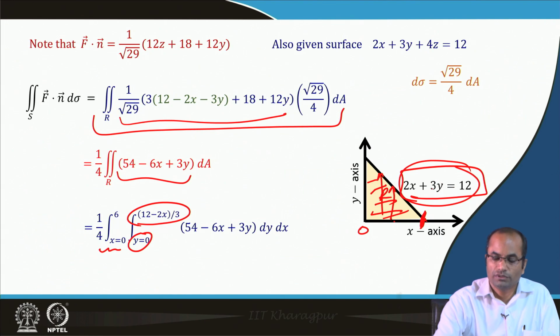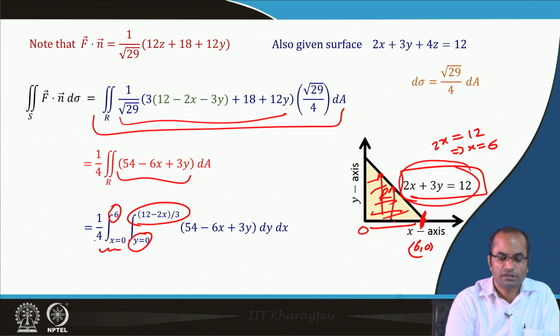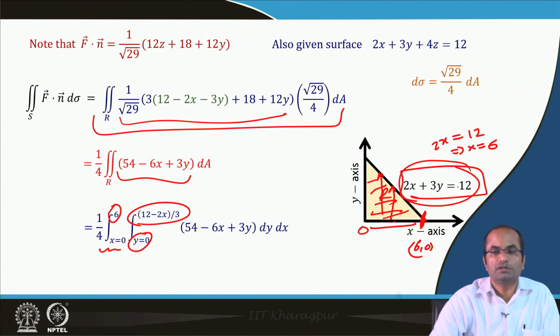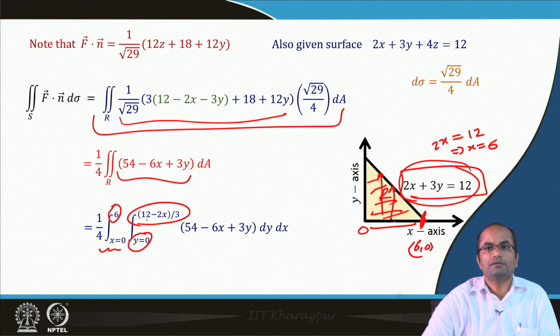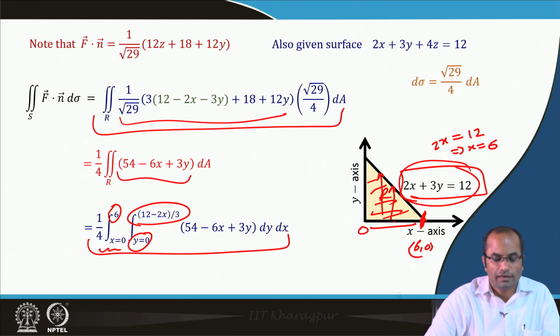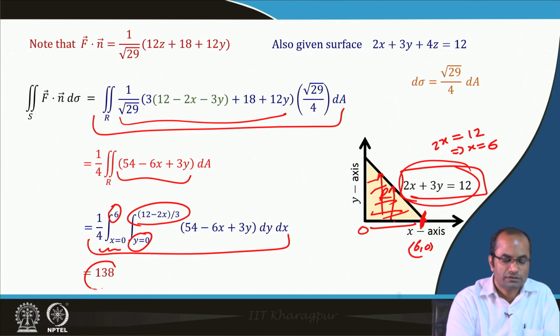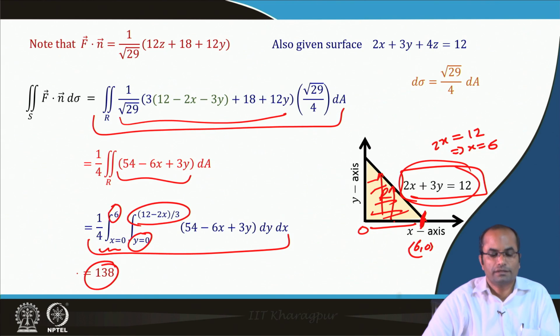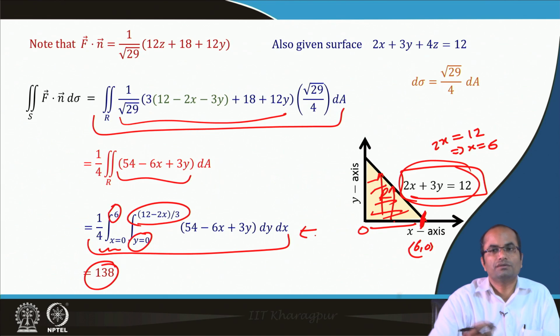So, when we put y equal to 0, we have 2x equal to 12, that means here x is equal to 6. So, this is the point (6, 0). So, x is moving from 0 to 6, and y is from 0 to this line where we have computed y as 12 minus 2x divided by 3. So, this double integral one can evaluate, and the value is coming as 138. This is the simple double integral which we have evaluated already in integral calculus.